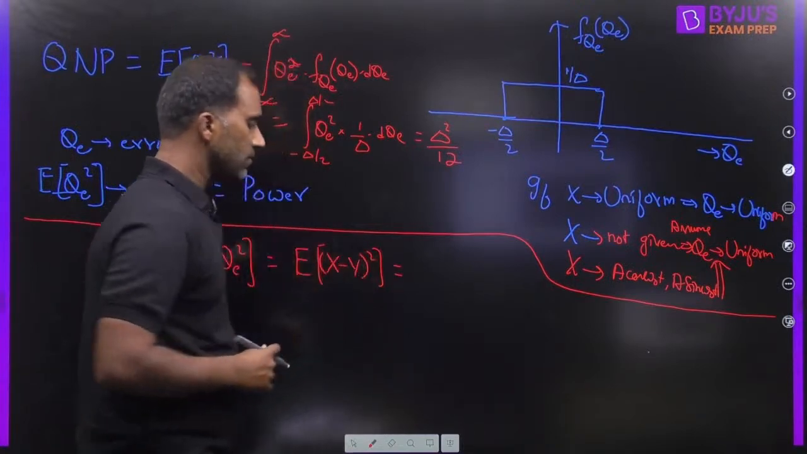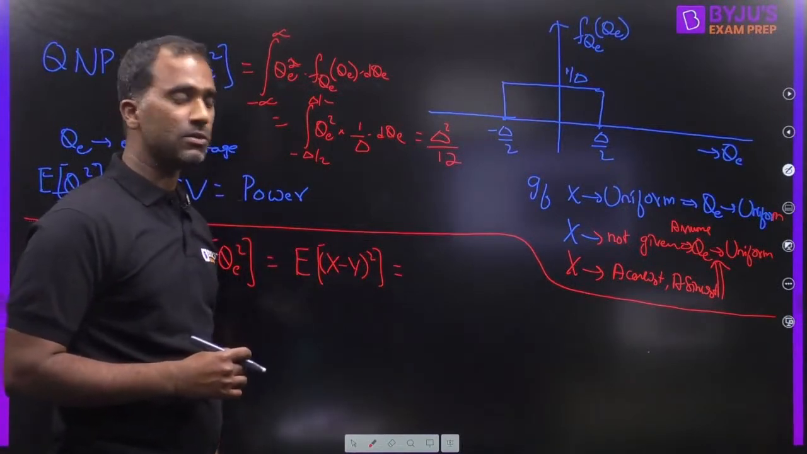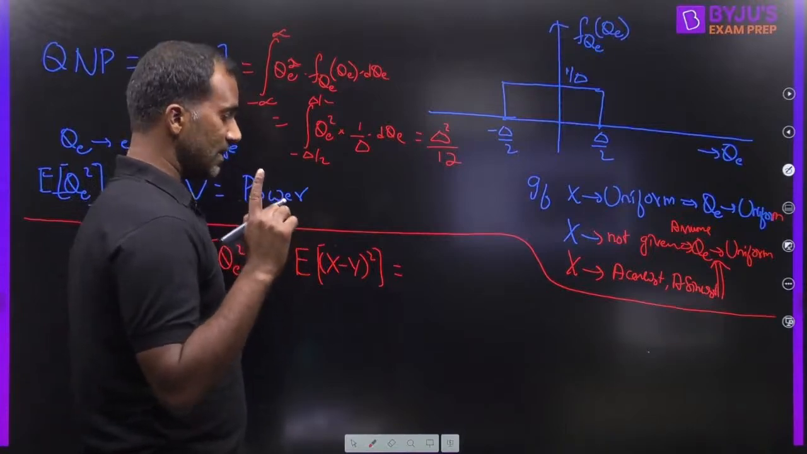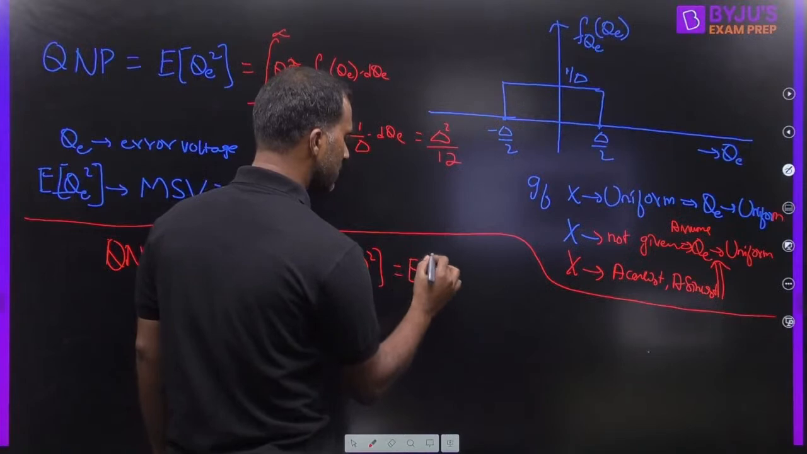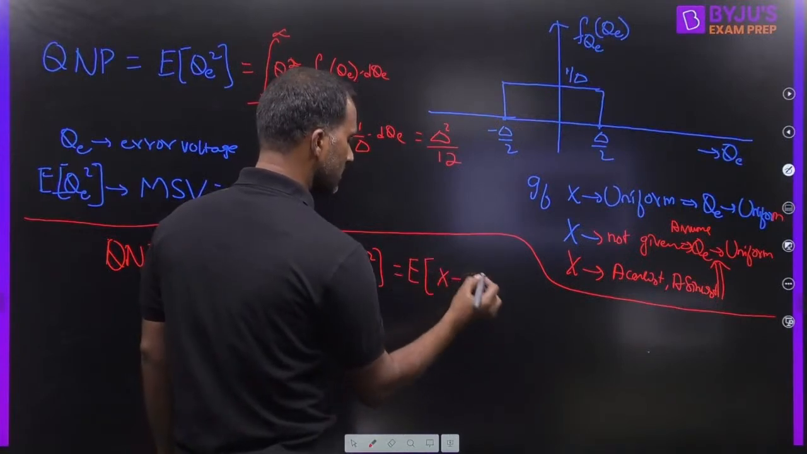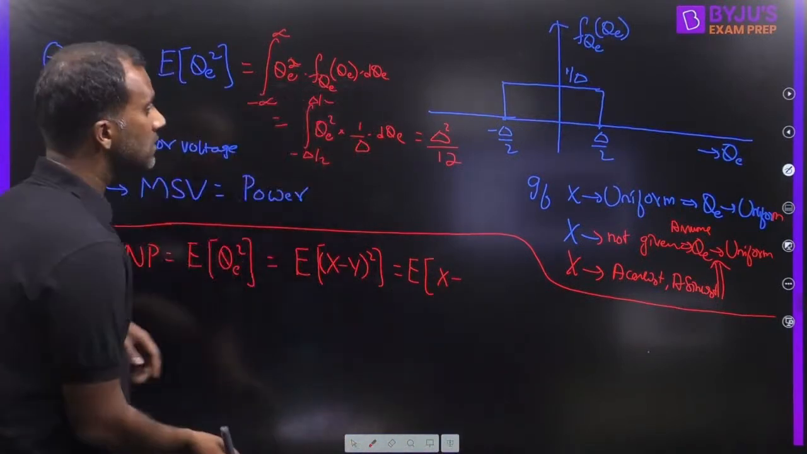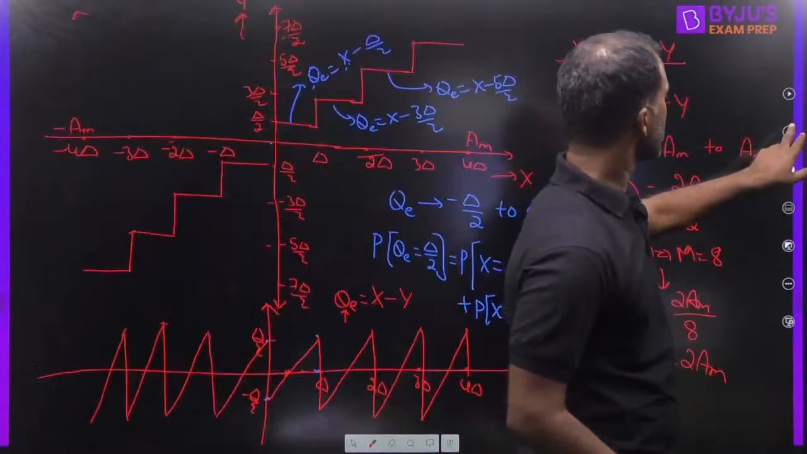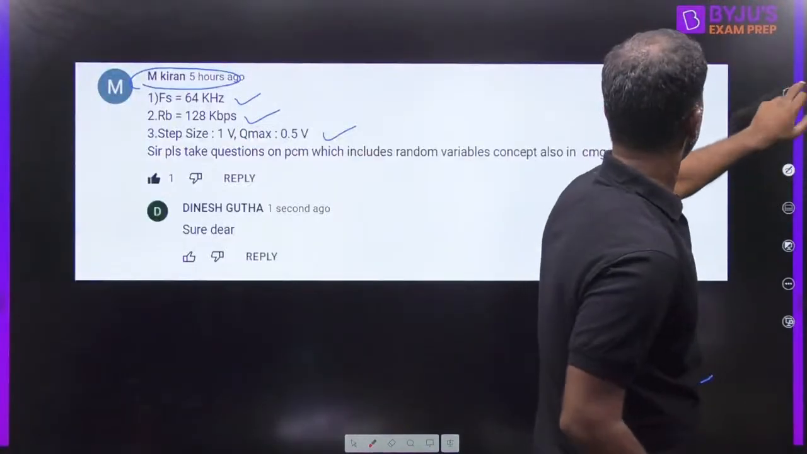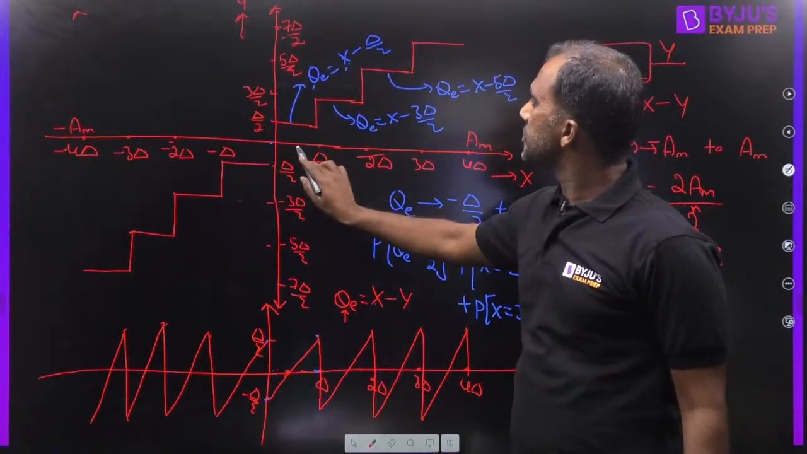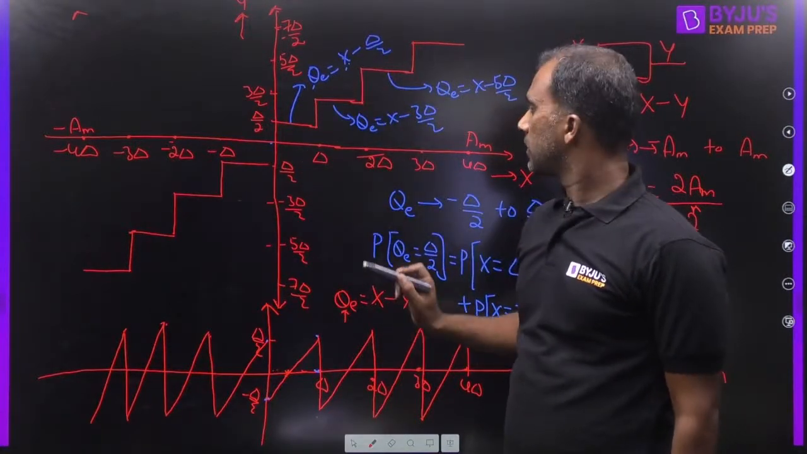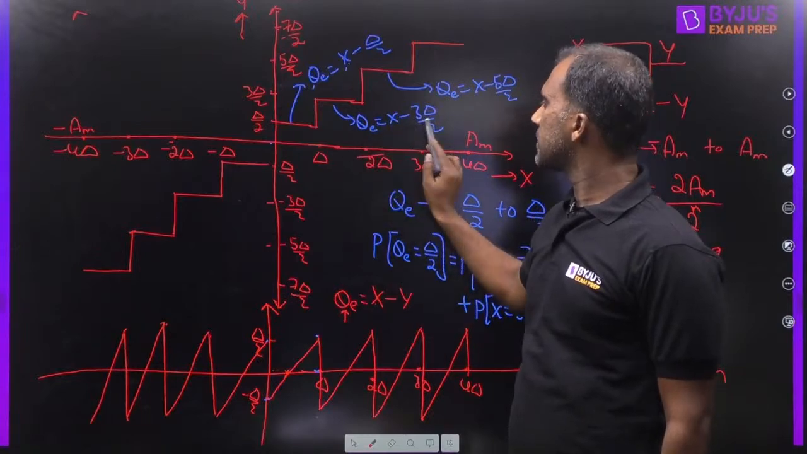let us convert this into a single random variable case. How? It is expectation of x minus. See the previous slides? Let us go back to the previous slides. What is the equation of quantization error in the first region? It is only x minus delta by 2. What is the equation of quantization error in the second region? X minus 3 delta by 2.